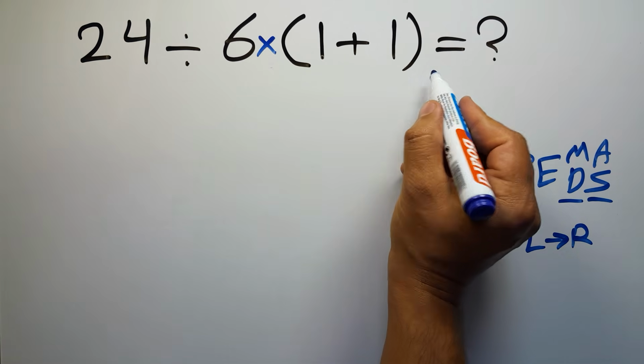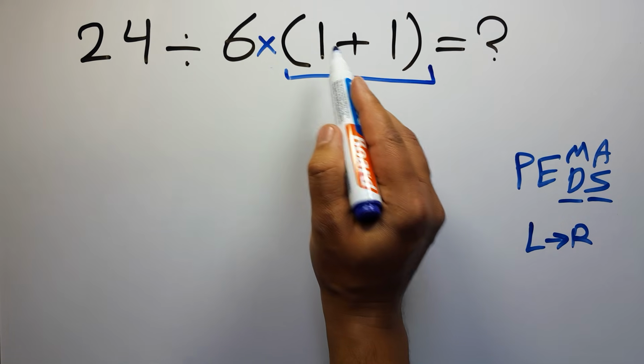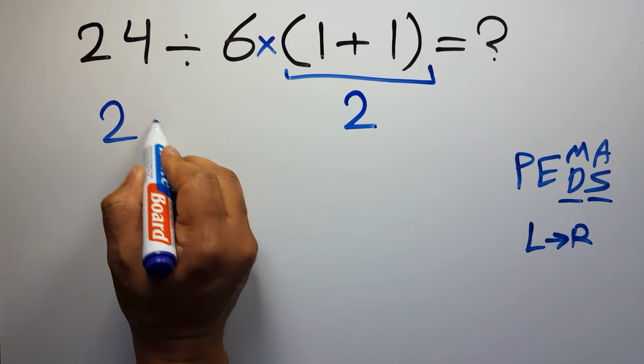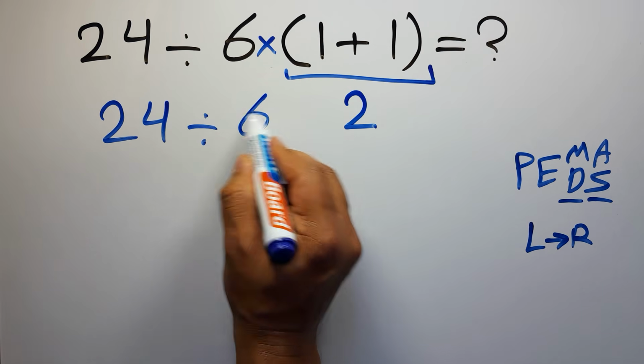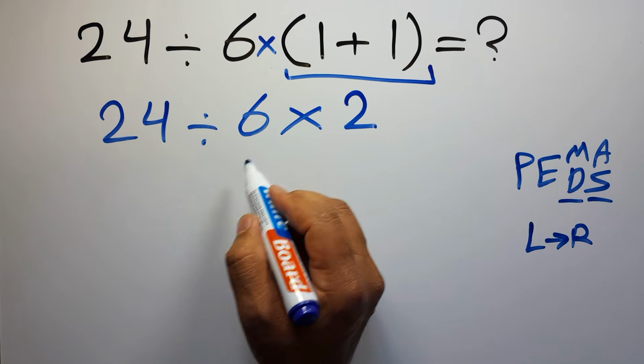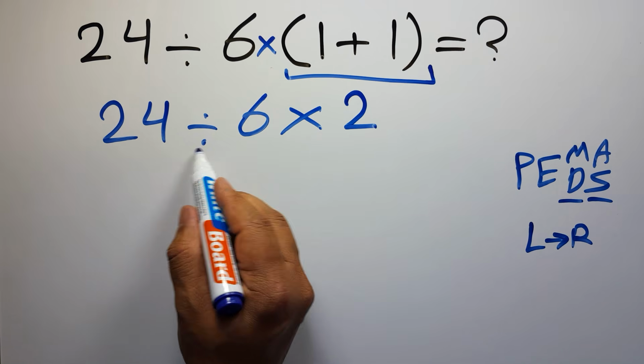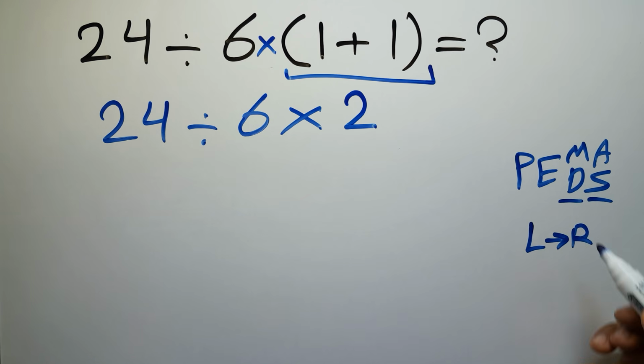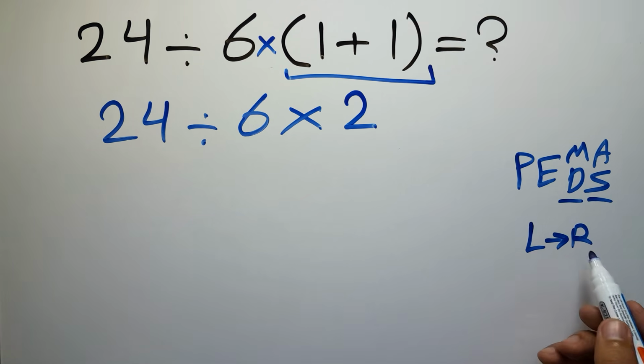So first we have to do this parentheses. Inside this parentheses, we have 1 plus 1, which equals 2. So 24 divided by 6, then times 2. Now we have one division and one multiplication. As I said, multiplication and division have equal priority and we have to work from left to right.